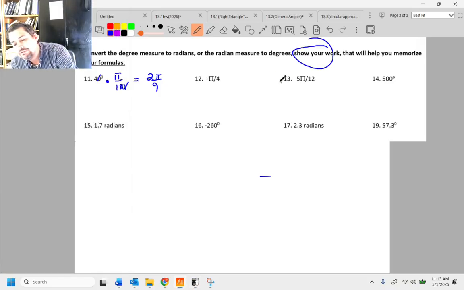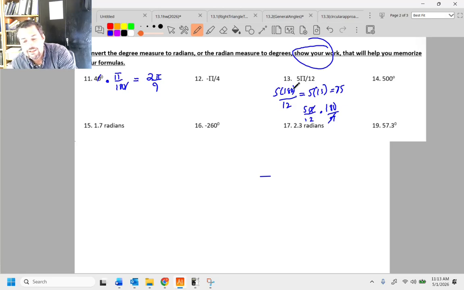13, you can do one of 2 ways. I'm a big fan of knowing that pi is worth 180. And then I can do some reduction here if I want. 180 over 12 is 15, so it's 5 15s, which is 75. What else could we do here? We could take 5 pi over 12, and we could multiply it by 180 over pi, and of course the pi's cancel, and you end up with that line right there, right?